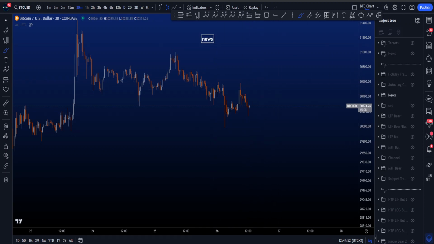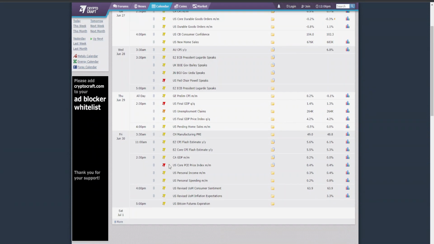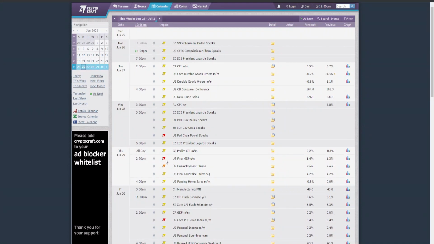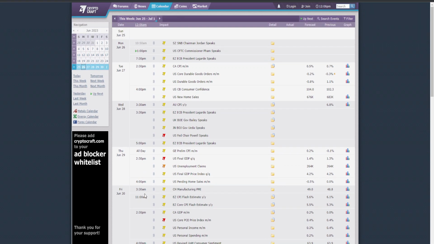We also have news this week. So if we go to the news, then on Wednesday and on Thursday and on Friday, we have high impact news, which is the red flags that you can see. So on Wednesday, 3:30 p.m. might be volatile, Thursday 2:30 and Friday 2:30 p.m. Central East European time. Make sure to check your own time zone.